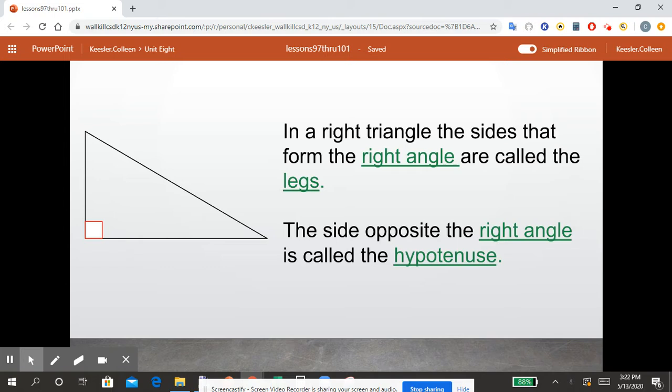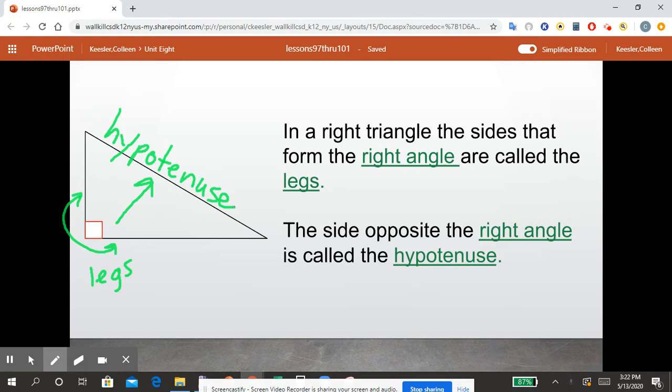In a right triangle, the sides that form the right angle are called the legs. So these sides here are the legs of the right triangle because they make the right angle. The side opposite the right angle is called the hypotenuse. Think of hippopotamus, hypotenuse. And in a right triangle, the hypotenuse is always the largest side.